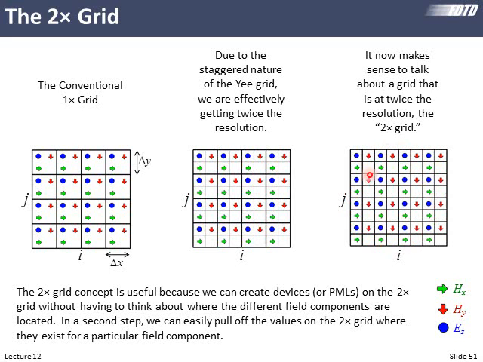Once we have this 2x grid, which simply has twice as many points as the 1x grid, we will build our device on that. So we just have one 2x grid. We will build our device on it, and then parse that out over to the 1x grid.